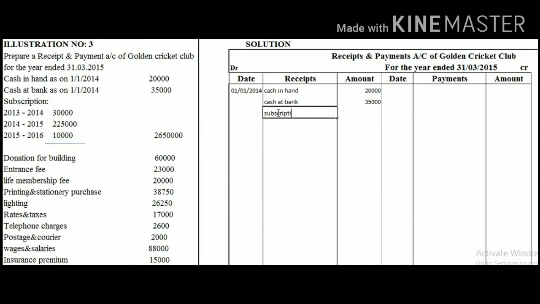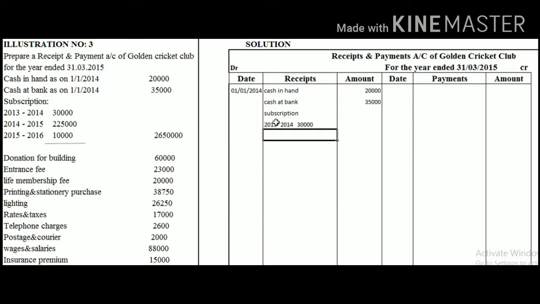What is the amount of subscription? And the amount column has to show the total amount of subscription. Here you have to mention the year-wise subscription. The first year is 2013 to 2014. The amount is 30,000.